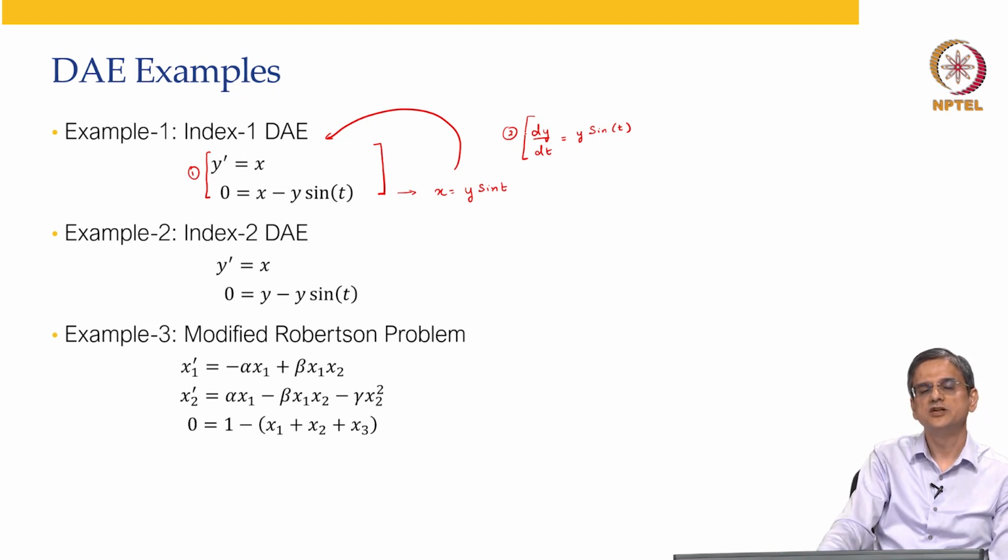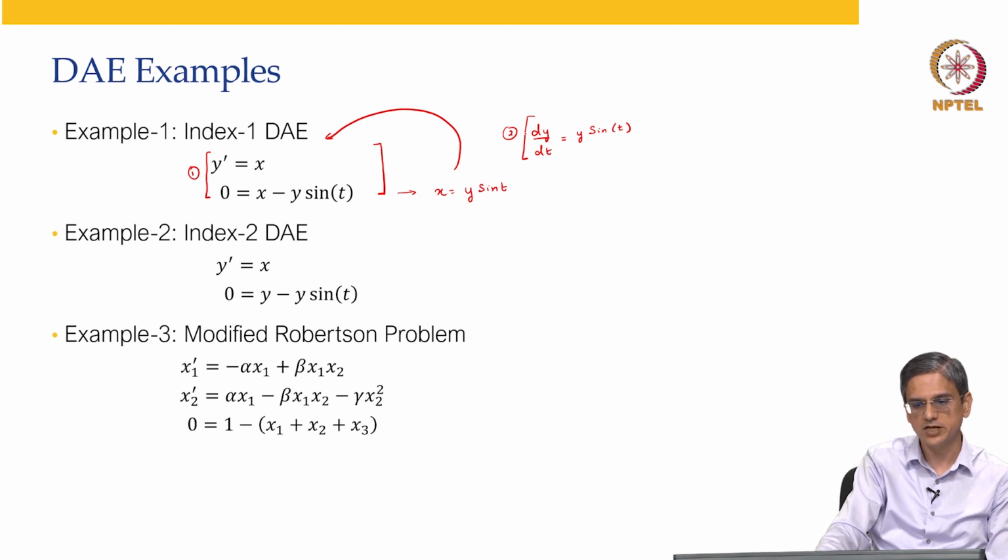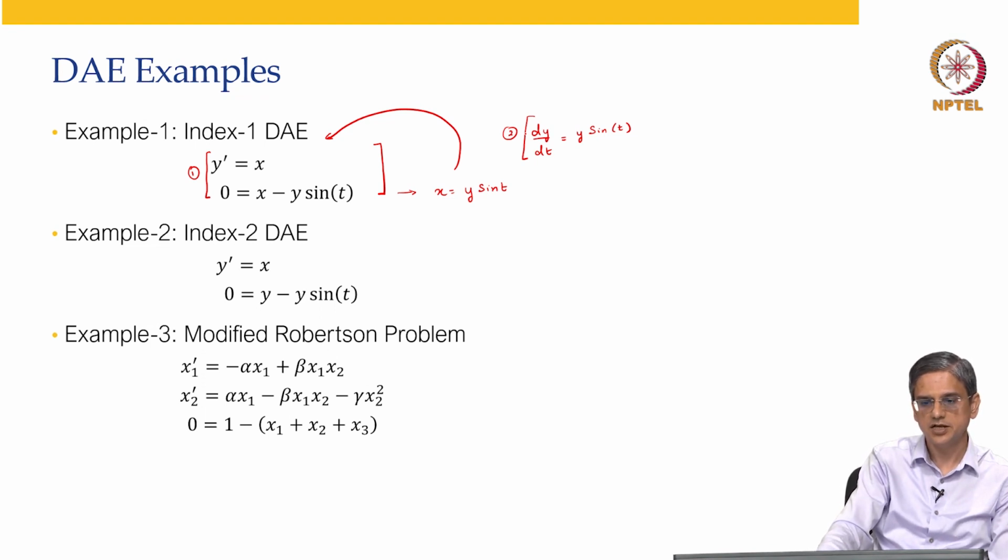What is the difference between the two? There is no difference between the two. In this particular example, because you had a direct relationship between x and y sin t that you could obtain, as a result you could easily substitute it into the first equation.